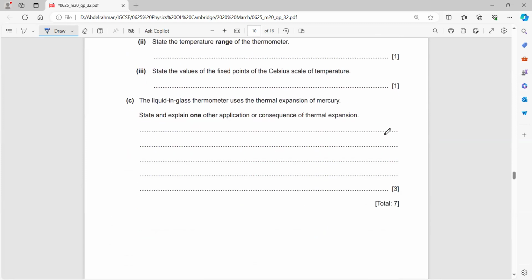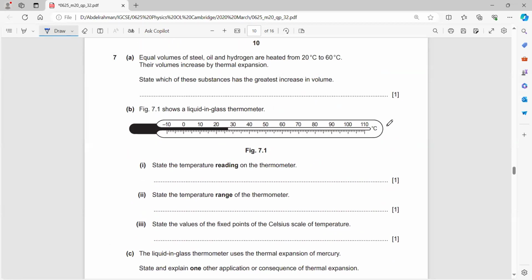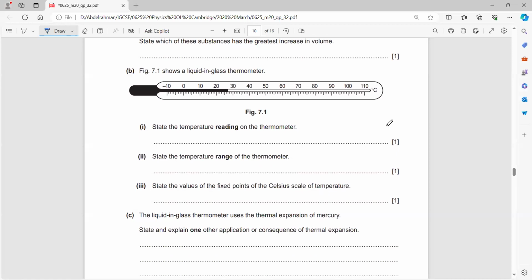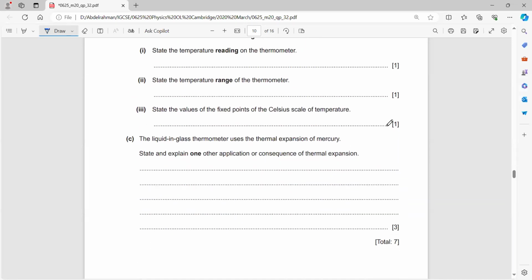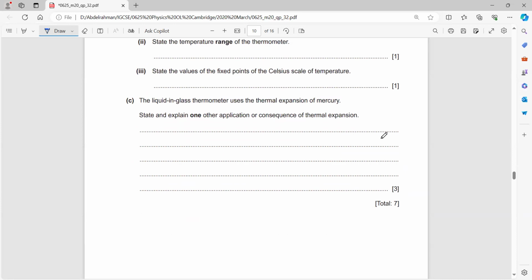This is the thermometer, so it is cancelled. A is cancelled, B is cancelled. C, we can solve C. State and explain one other application or consequence of thermal expansion. Do you know any of the consequences? Buckling of railways, or buckling of the train tracks. Correct.